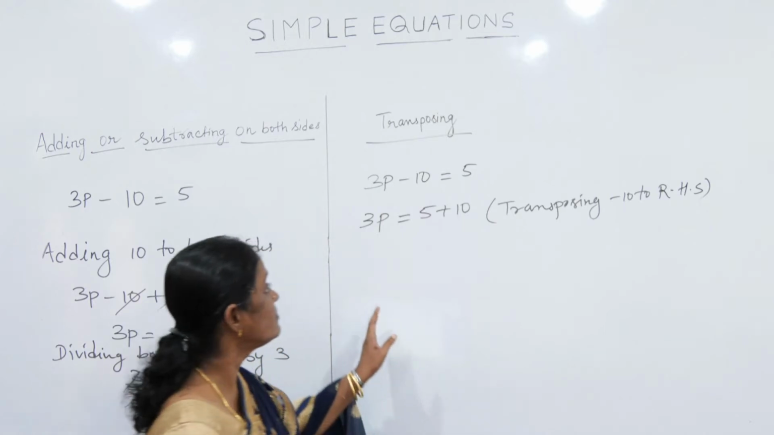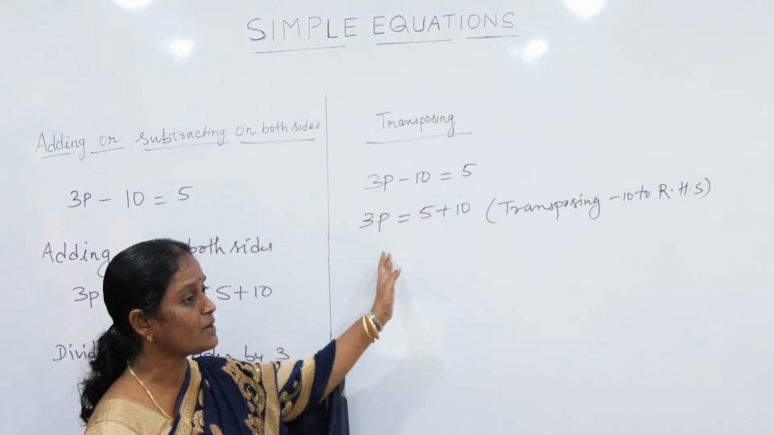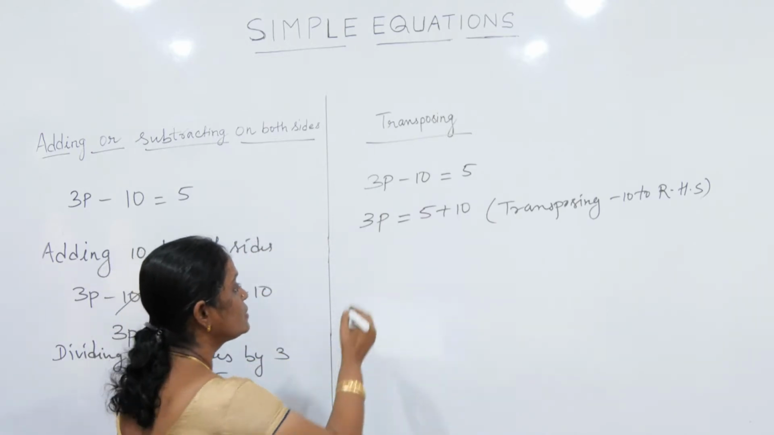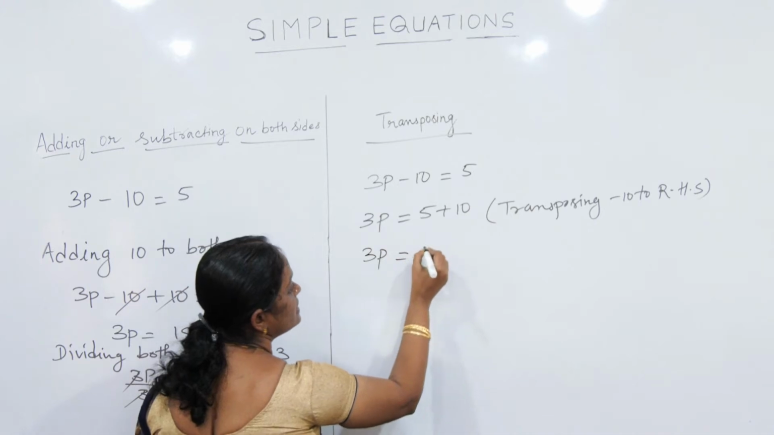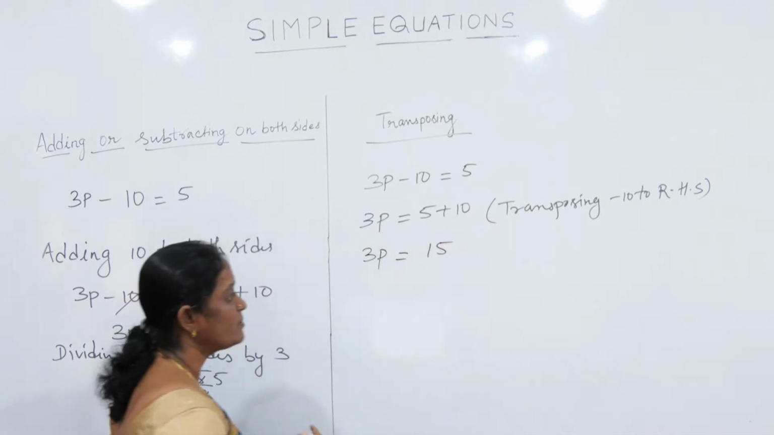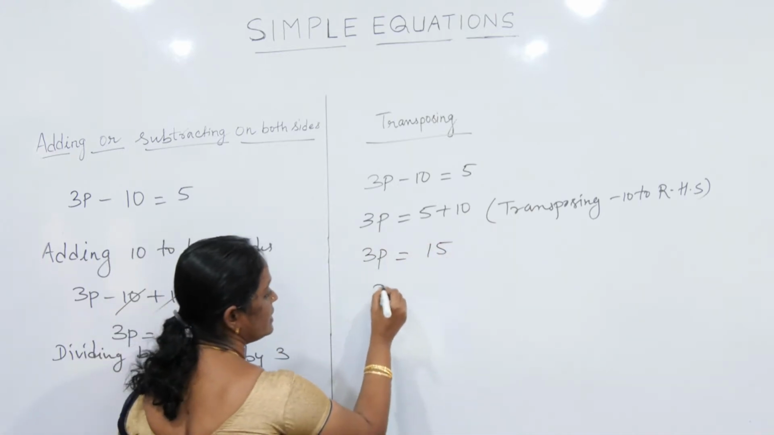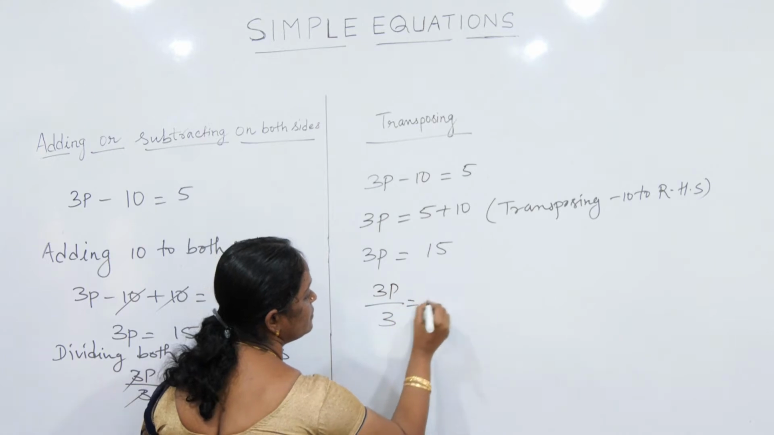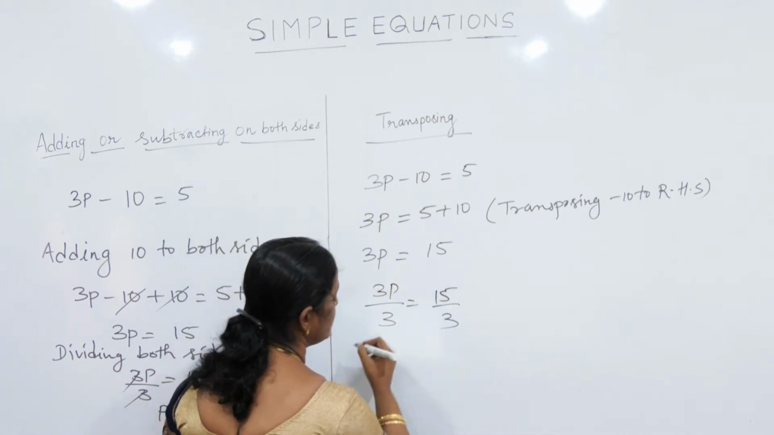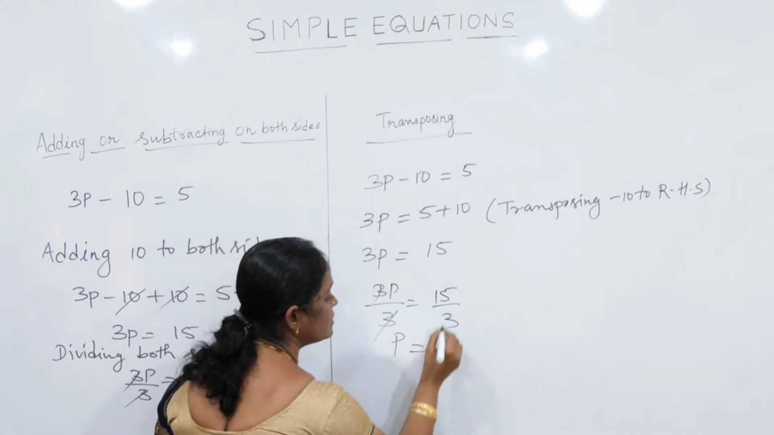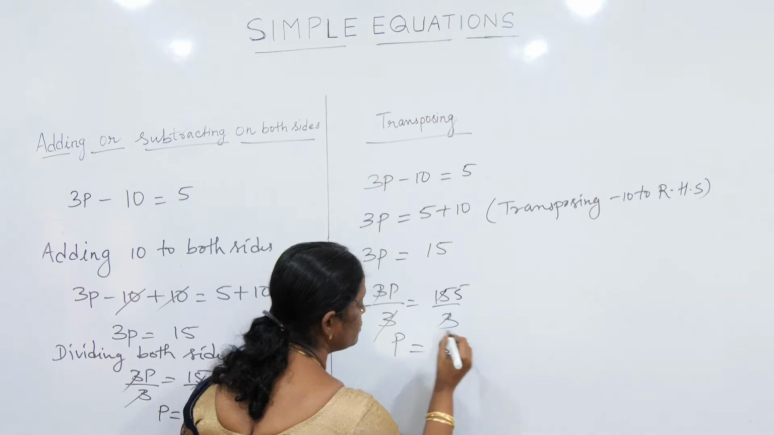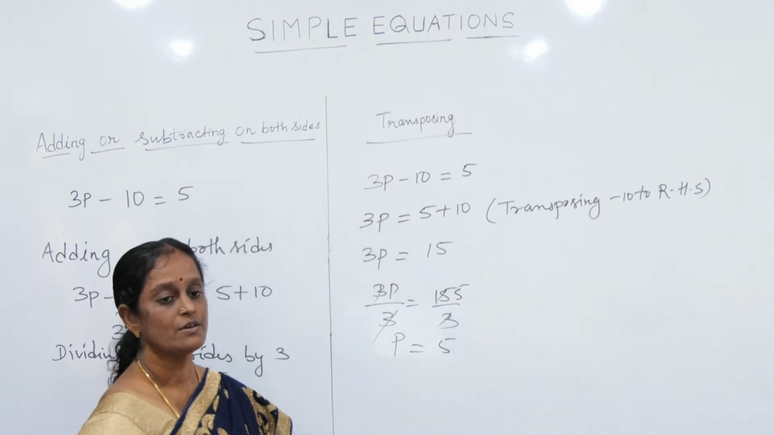Here minus 10 becomes plus 10 when we transpose minus 10 to the RHS. So 3p is equal to 5 plus 10, 15. Now dividing both the sides by 3, we get 3p divided by 3 is equal to 15 divided by 3. Here 3 gets cancelled, p is equal to 5, since 3 5s are 15. So the solution to the equation is p is equal to 5.